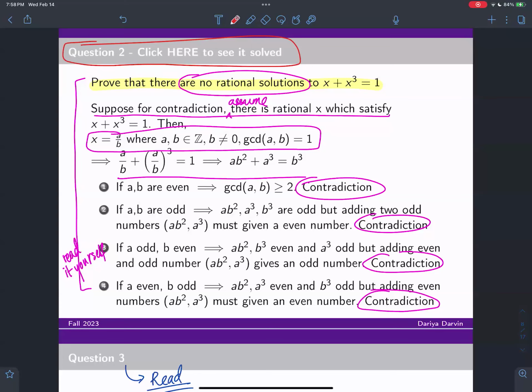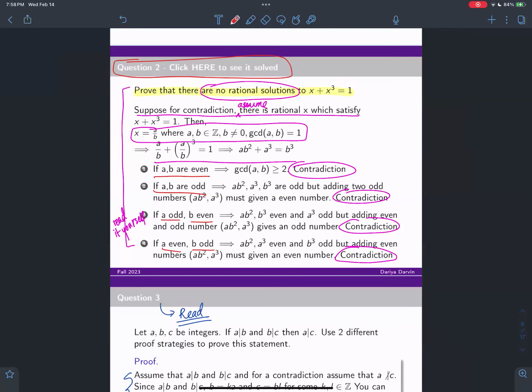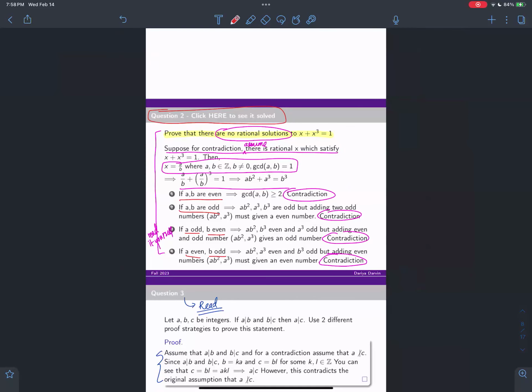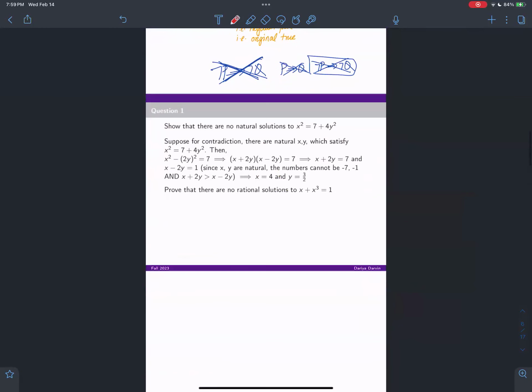Question 2. Show that it's the same thing: both even, both odd, one even, one odd. Yeah, that kind of concept. Okay, awesome. I am not seeing any questions. So then I'm going to do the last question that I wanted to cover.